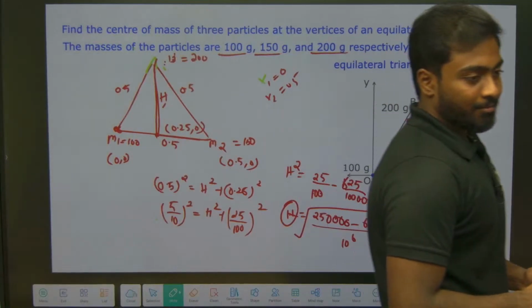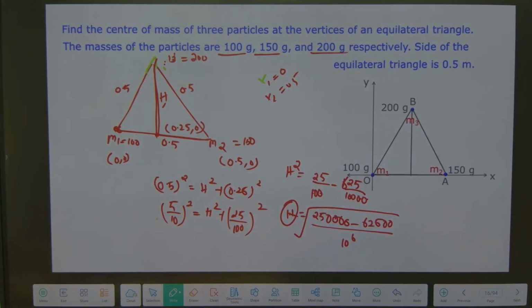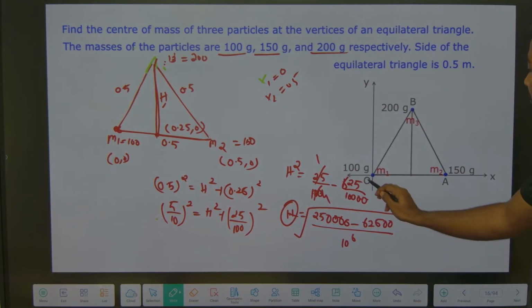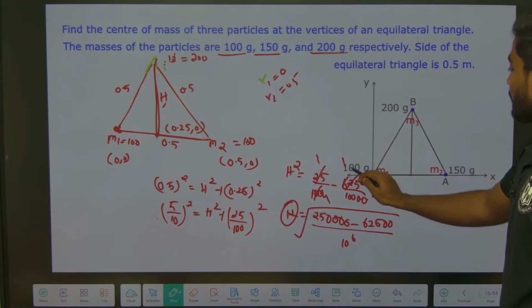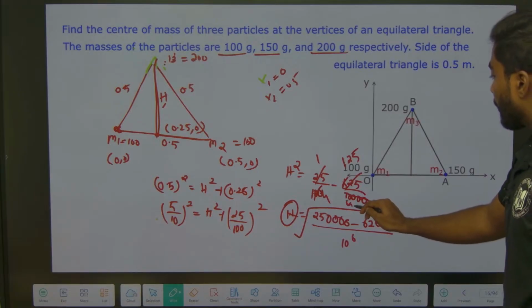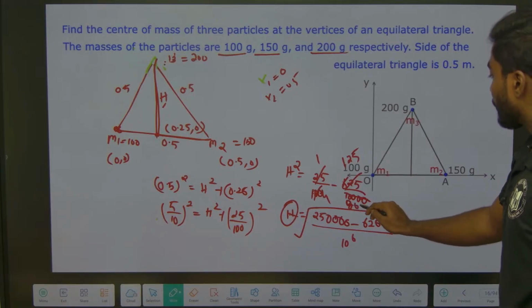It's a big calculation. Can't we simplify it? Yes, we can. You need to find h. After finding h only you can do the problem. We can simplify h square equals 25 by 100. This is 1 times and this is 4 times. And this is 125, 5 times, and this one 4, so 2000.